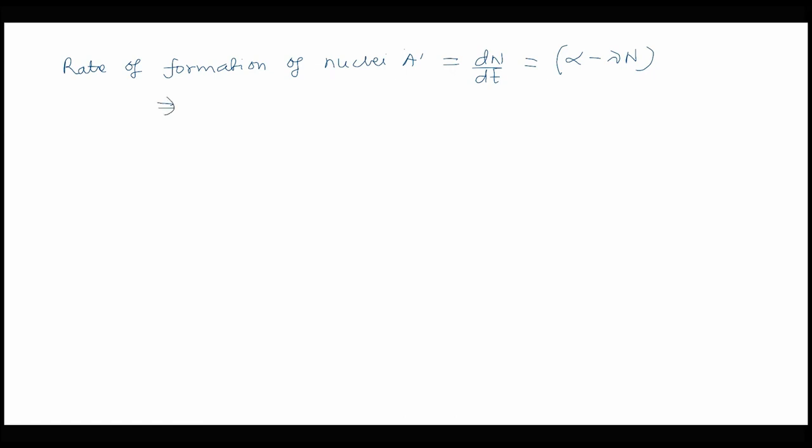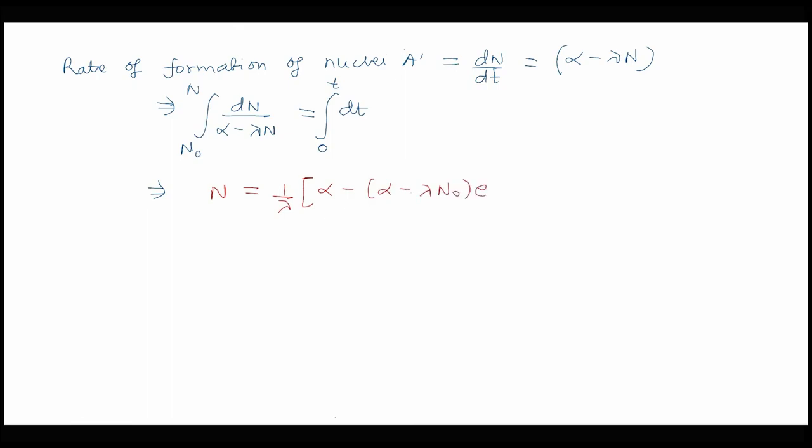So I can write it as dn upon alpha minus lambda n is equal to dt. Now we are integrating both sides. Suppose at t equal to 0, the number is n naught, and at a time t the value is n. On solving we obtain the value of n as 1 by lambda times alpha minus lambda n naught e to the power minus lambda t. So this is the value of n that we obtain on solving this problem.